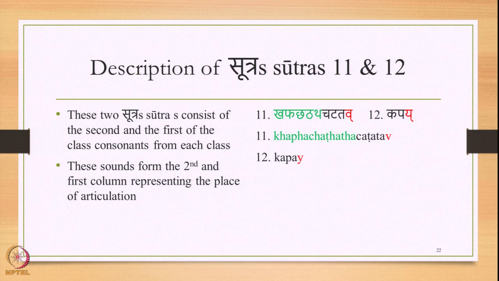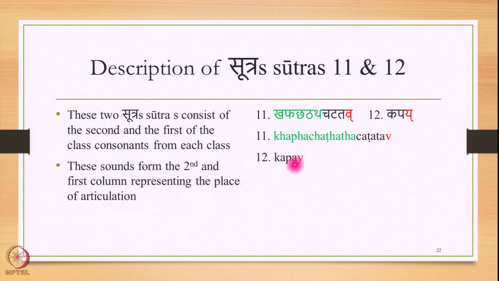Then we go to the description of sutras 11 and 12. This consists of Khaphachhathathacatatav and Kapay. Khaphachhathath is put in green and the rest in black, primarily because these two sutras consist of the second and the first of the class consonants from each class representing the place of articulation. The green sounds are the second of the class consonants and the remaining ones are the first of the class consonants. These sounds form the second and first column representing the place of articulation.